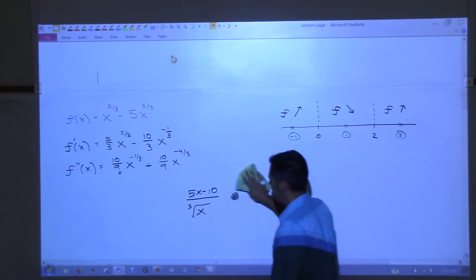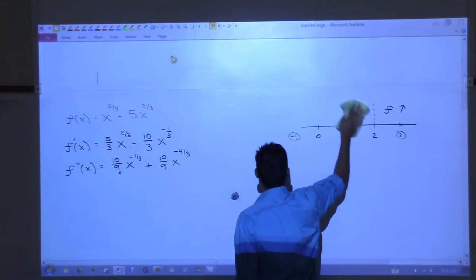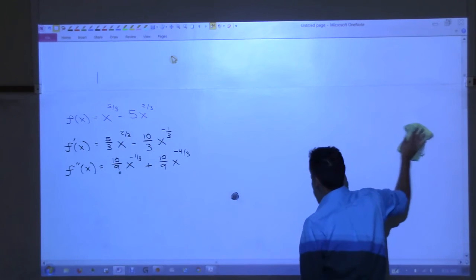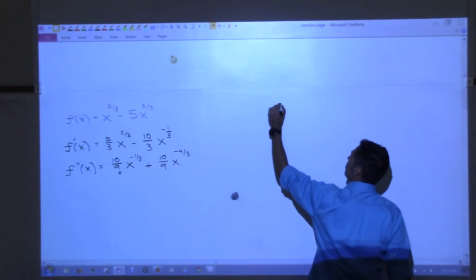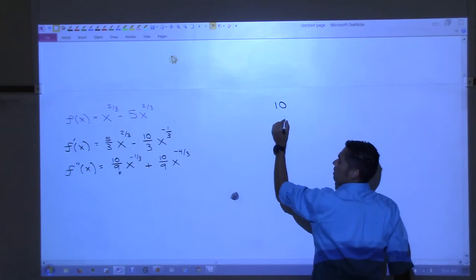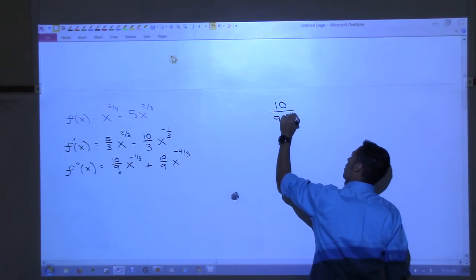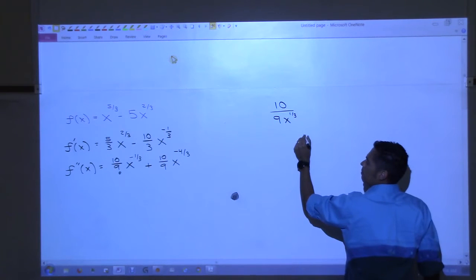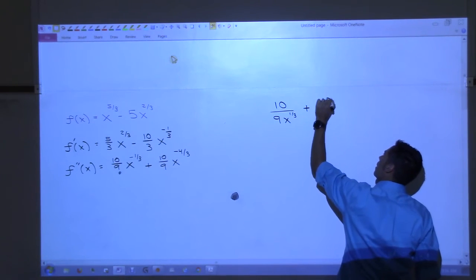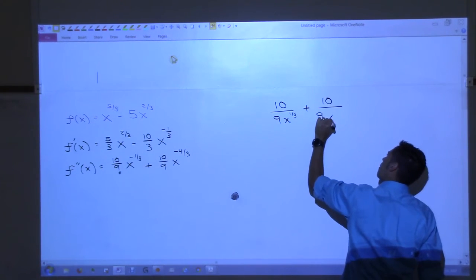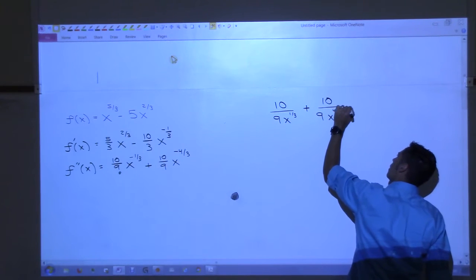Second derivative, set it equal to 0. So now that I've kind of shown you on that first derivative how to attack it, I could rewrite this second one as 10 over 9 x to the 1/3 plus 10 over 9 x to the 4/3. Set that equal to 0.